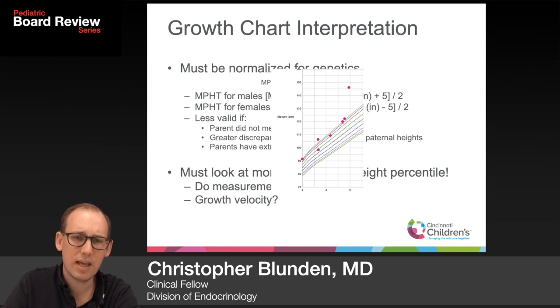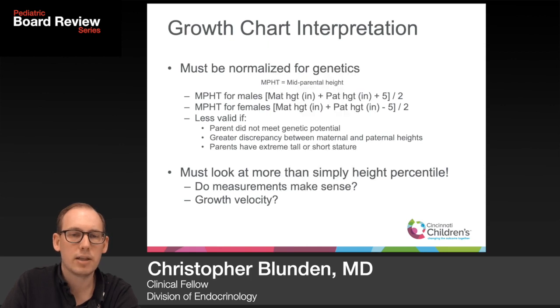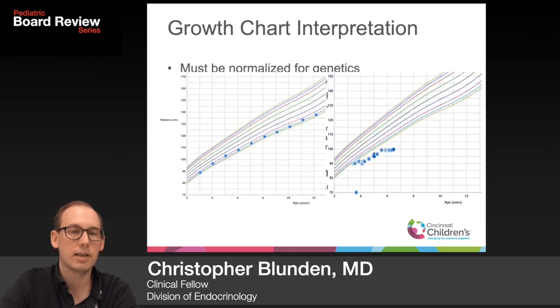And then the other point to make, besides just looking at the particular percentile, is the importance of looking at growth velocity. So a child might be on the shorter end of the growth chart, but growing with a normal growth velocity, as you see on the left. And this might be a very normal growth pattern for this child because they're maintaining the 5th percentile throughout the duration of their childhood.